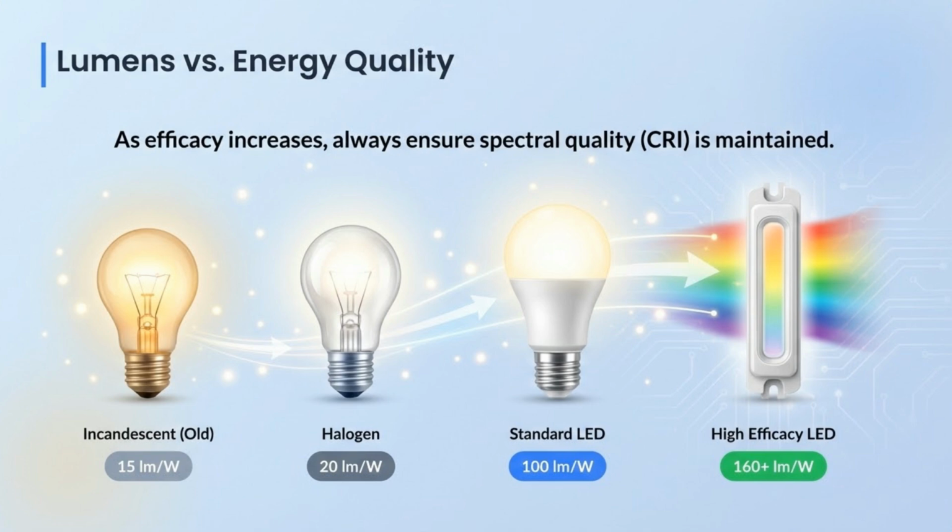Lumens versus energy quality is crucial. As efficacy increases, always ensure spectral quality or CRI is maintained. High-efficacy LEDs offer over 160 lumens per watt.